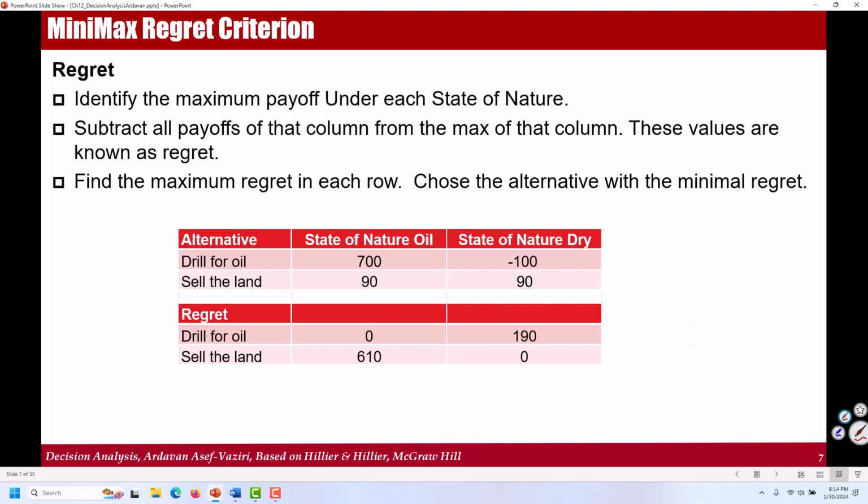This alternative has maximum regret of 610. This alternative has maximum regret of 190. We want to minimize the maximum regret, and therefore we choose this alternative.